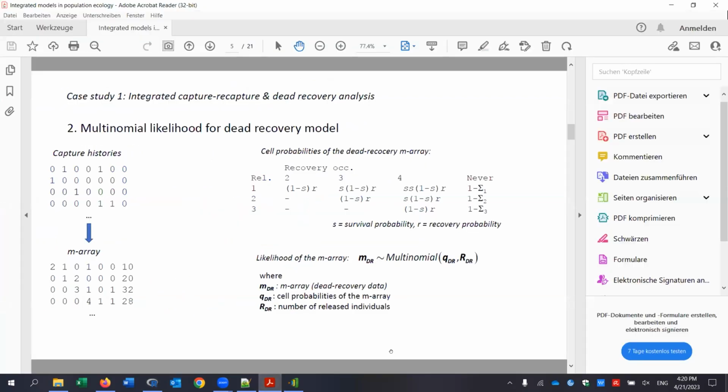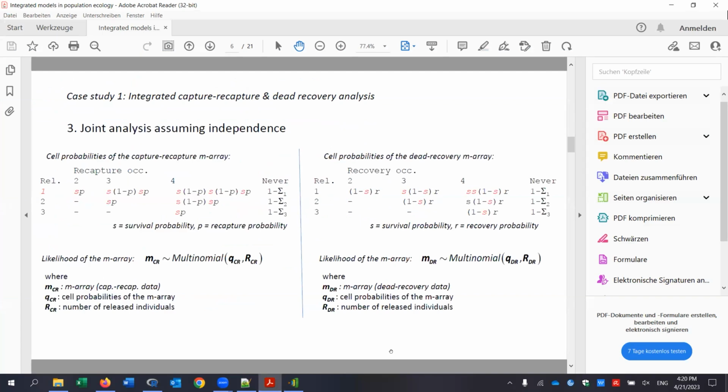Let's go on. The next step would be to combine the two. Before, we haven't made any integration. So now the integration starts. We jointly want to analyze the data set together. We have the capture-recapture data, we have the dead recovery data, we have these M-arrays. The key thing that we have to do is to give the same name to the parameter that is common, which in our case is survival. Initially, we had written phi for survival probability. We replaced that by S because we also use S in the dead recovery data. So that's the part that we change.